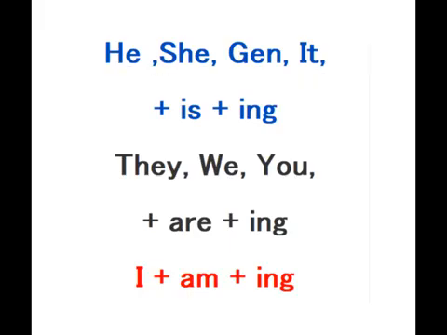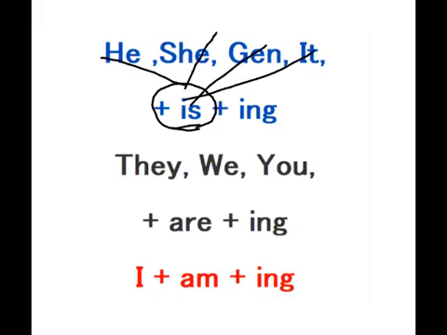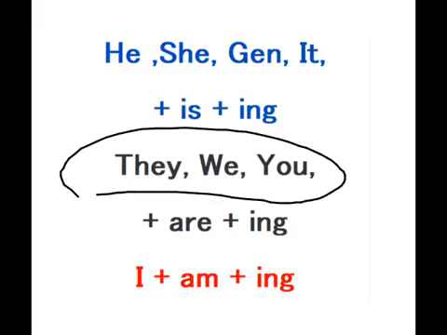Those are singular. It means one subject, only one. So you have to put is: Jen is, she is, he is, it is. So that's it. He is eating, she is cooking, Jen is teaching, it is jumping. Next, we're going to learn they, we, you, the plural subjects.